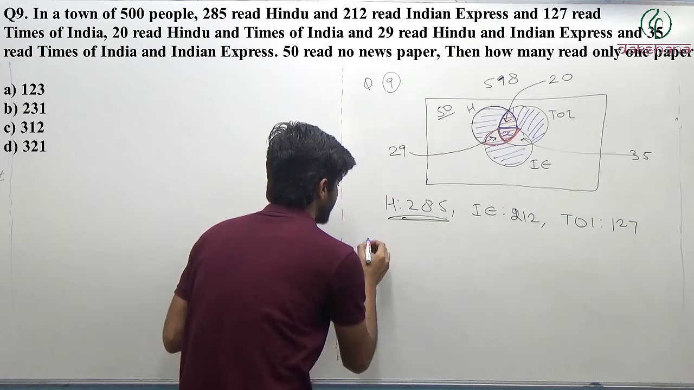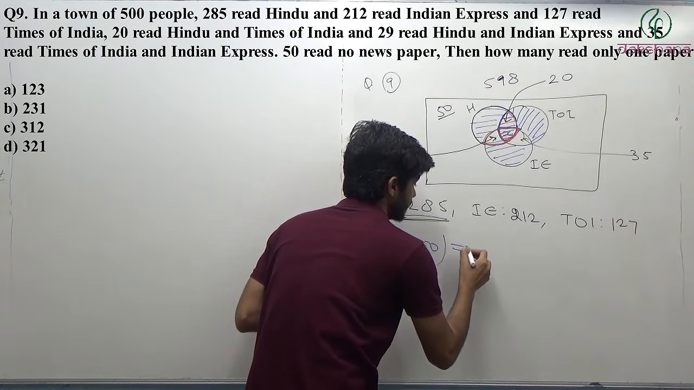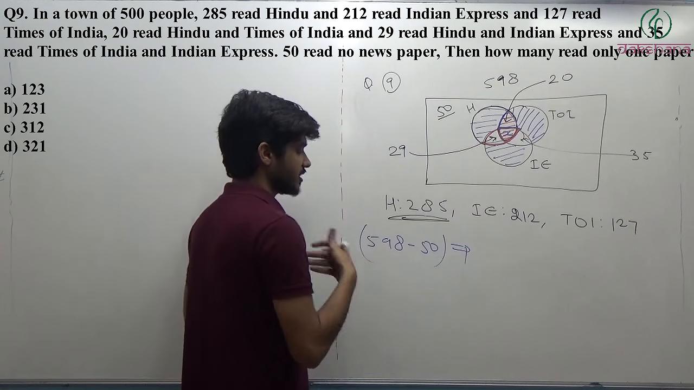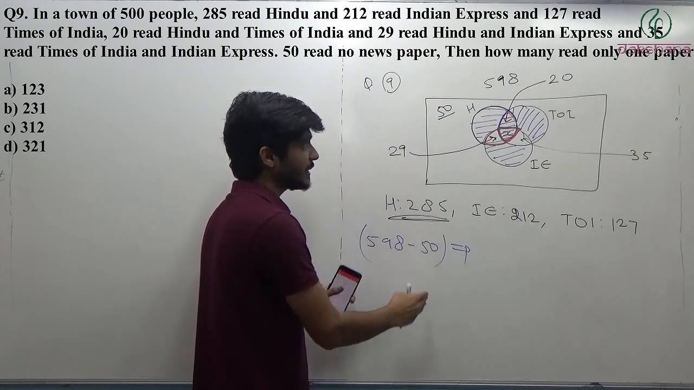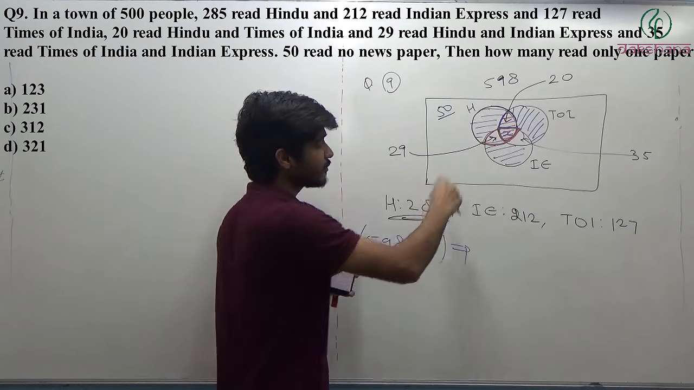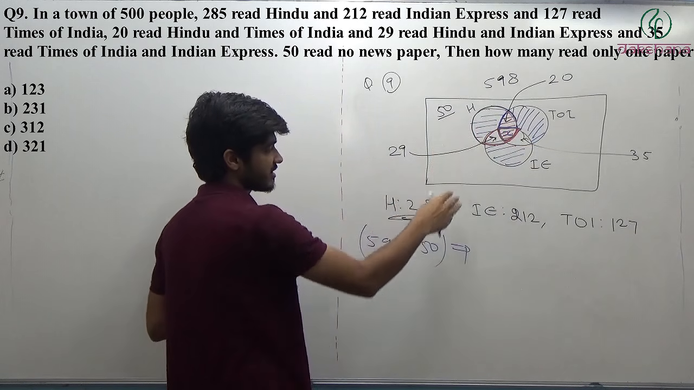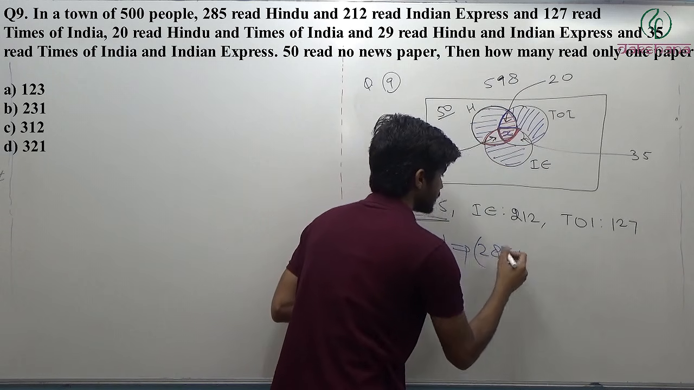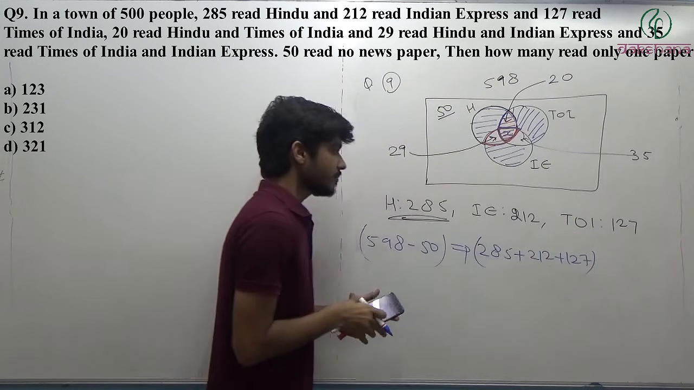So total people is 598. Out of 598, 50 are not reading anything, right? So let's just exclude those 50 because they make no sense. That's me essentially. So 598 minus 50, and these are the people who will fall in these circles. They have to fall somewhere in these circles. So now we will just add up everything that's there in these circles. So I am saying this sum should be equal to 285 plus 212 plus 127.